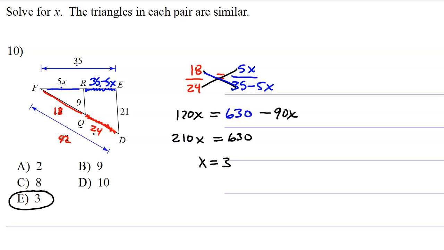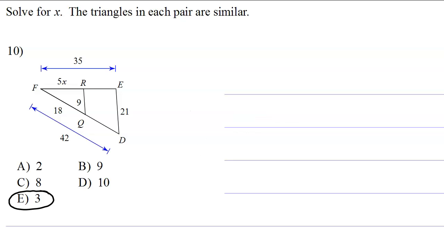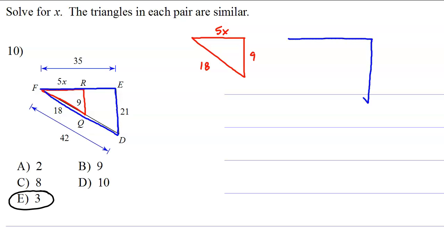Now, there's another way to do it. Some of you may have done it a different way if that algebra kind of loses you. You could also break it up a little bit separately and do this. You could kind of do this small triangle. All right, so if I redraw that over here, I have a 9, I have an 18, and I have a 5x. And then if you focus on the large triangle, kind of draw that over here. You have 35, and you have 42, and you have 21. That might be a little bit easier of a setup.